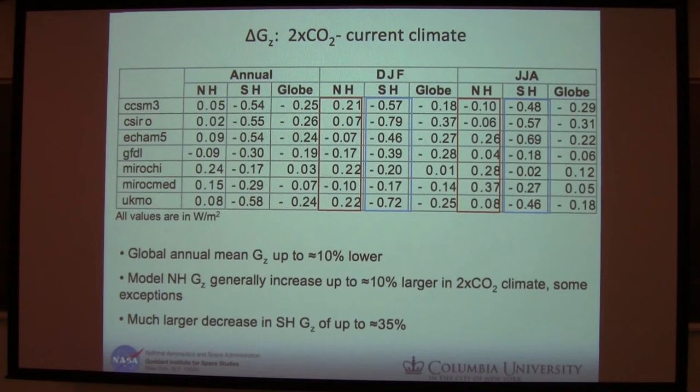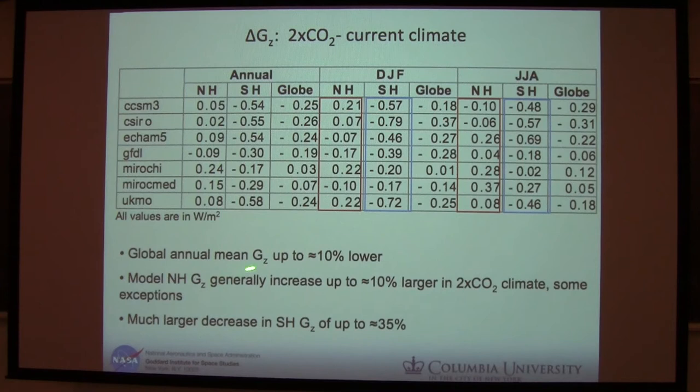Double CO2 minus current climate model run. We wanted to see how G might change in a warmer climate. So we see here, this is in general, so this is double CO2 minus current climate. So G is lower, up to about 10% at the global annual mean.